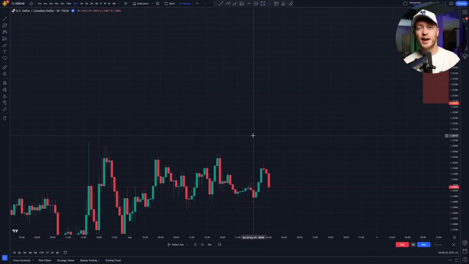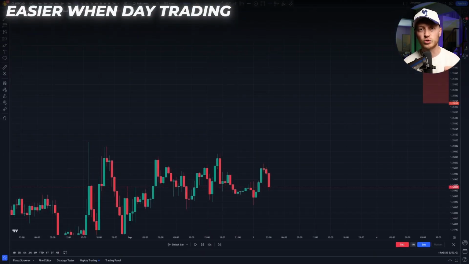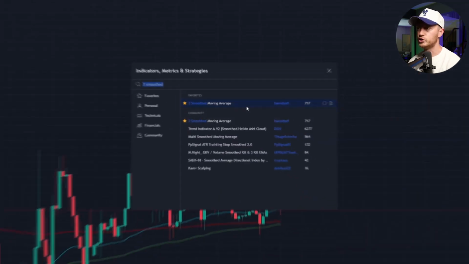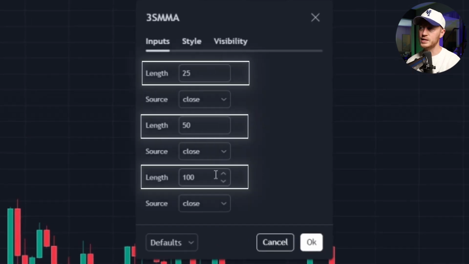Now that's just the basics of the strategy, so let's get into the installation and get this on your charts. This strategy is amazing at scalping, as I showed you a few weeks ago, but today we're on the 30-minute time frame because this is even easier when day trading. Then come over to indicators right here and click on the 3 smoothed moving average. Then click on one of the moving averages, and here are my settings: 25, 50, and 100.